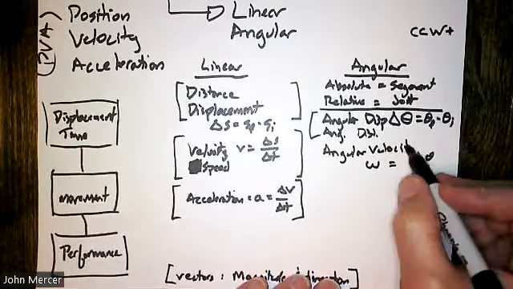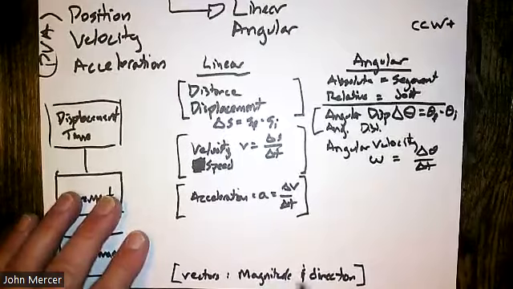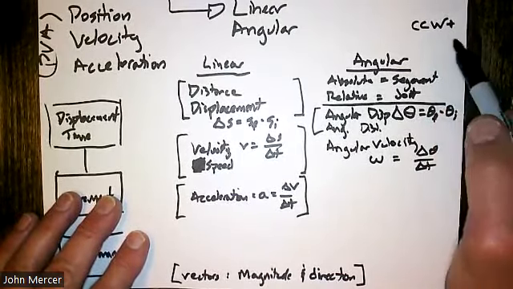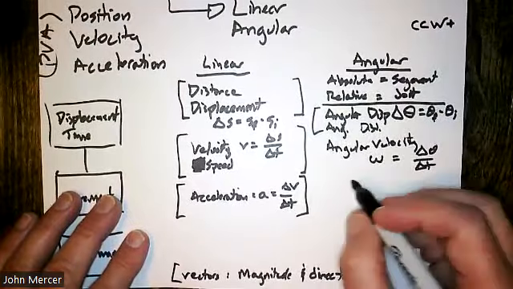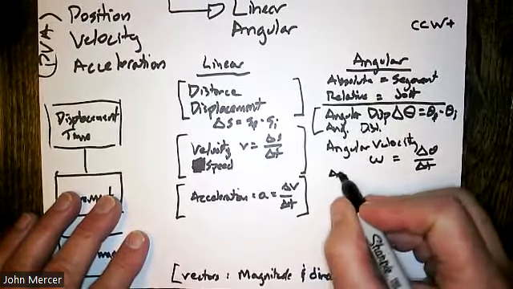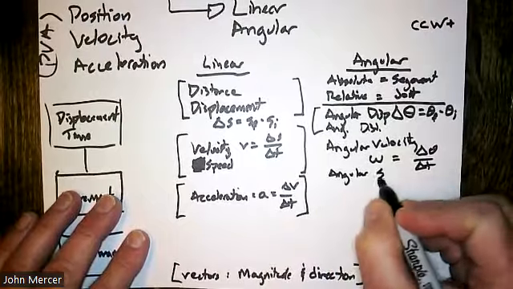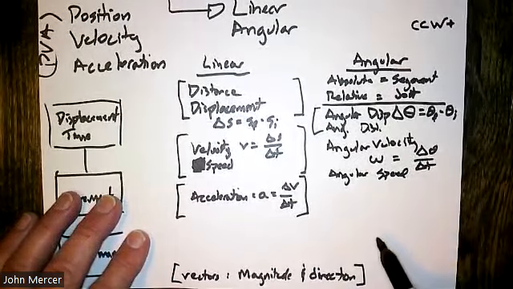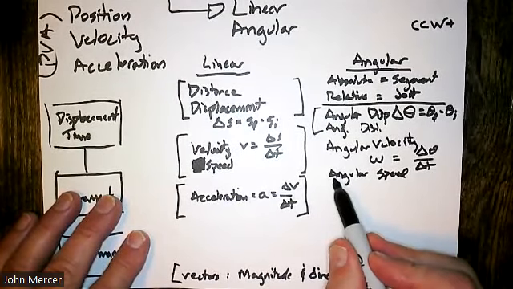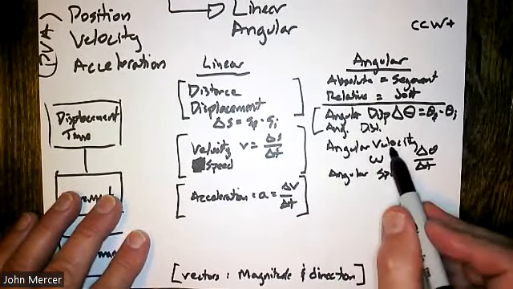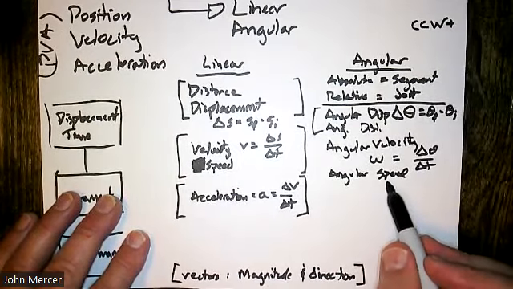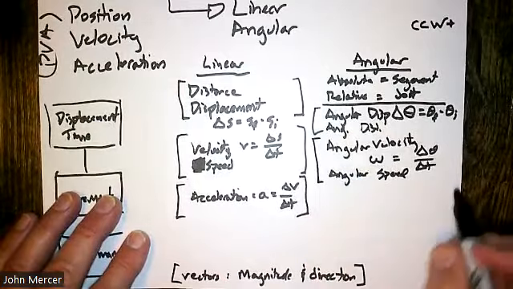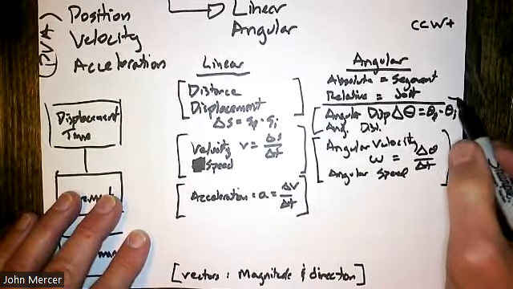This is a vector. It's represented by magnitude and direction, and again, the direction indicates which way the object is rotating. We also have angular speed, just like linear speed, and that is simply angular distance over change in time. This is a scalar, this is a vector. Velocity is a vector, speed is a scalar. All right, so that's our second angular kinematic parameter.